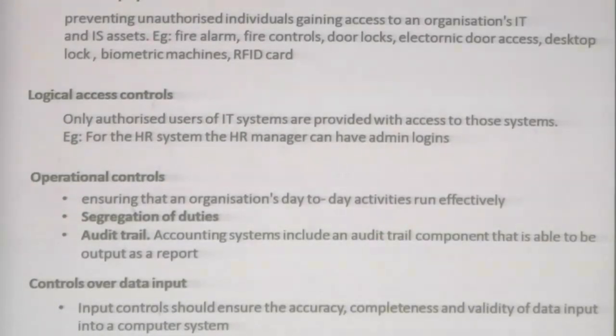And audit trails, what is it? An audit trail, in the accounting system, is a component that is able to be output as a report. So, when you are doing some changes in the system, let us say one data is entered into the system, that will be verified by someone else, and he will approve that. Thereafter there is another person who will be approving.